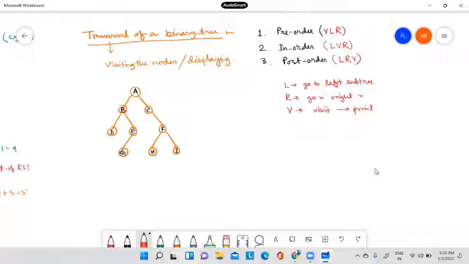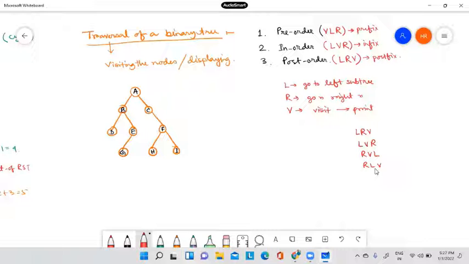Now there are three different variables. We can have different orderings like this: LRV, LVR, then RLV, RVL. But we have only taken these three: VLR, LVR, LRV. Why? Because pre-order actually represents the prefix expression. In order represents infix expression. Post order represents postfix expression. So we have already covered these expressions.